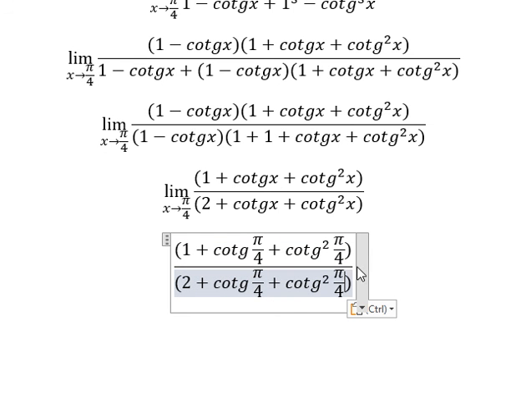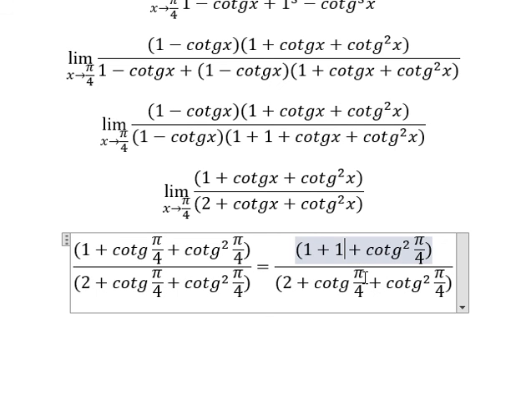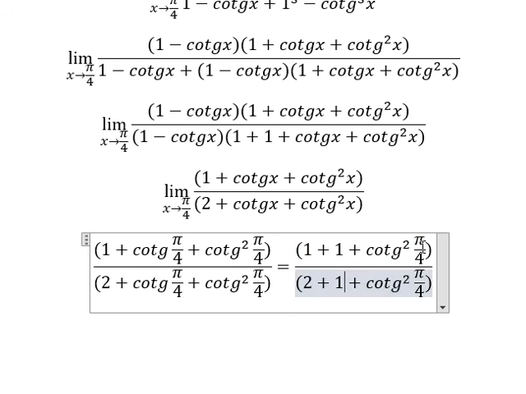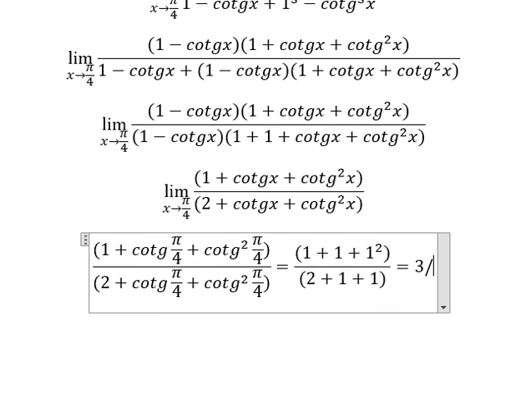And now we have the final answer. So this one we have 3 over 4.